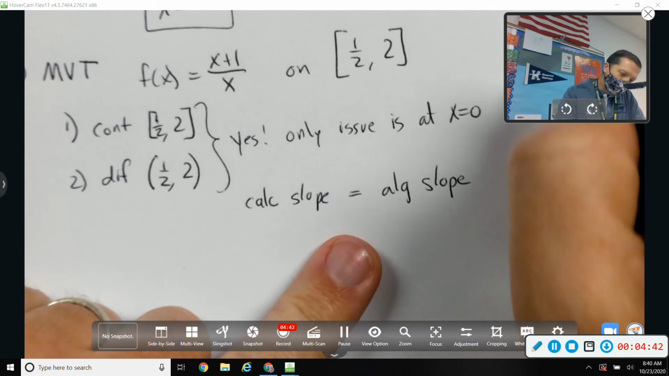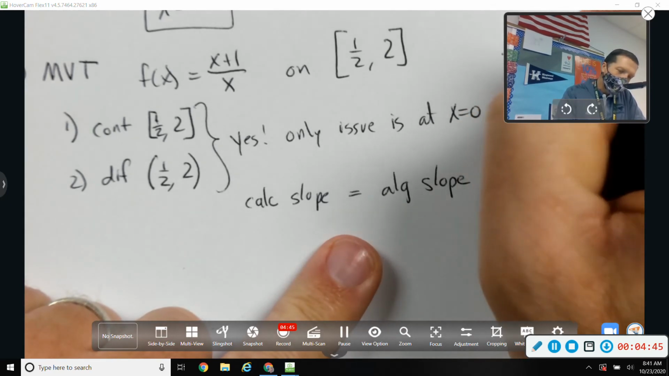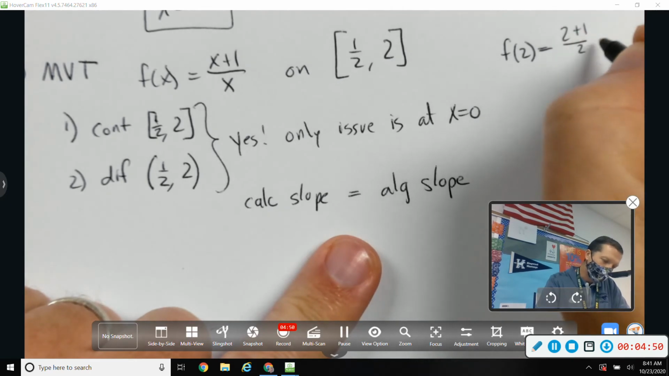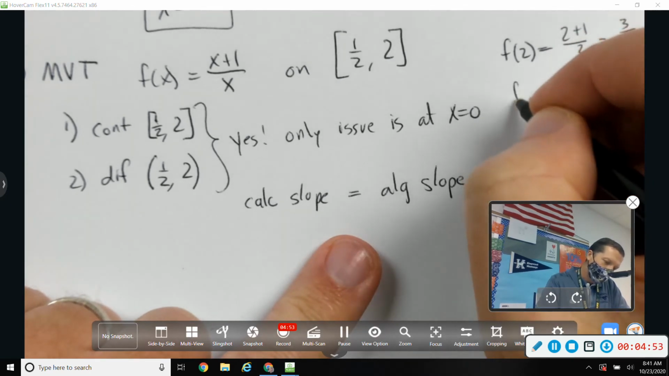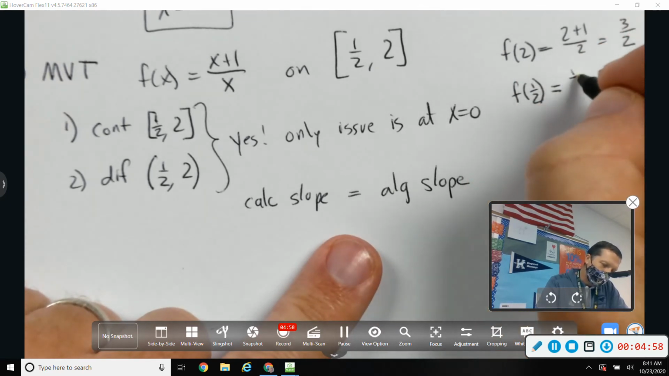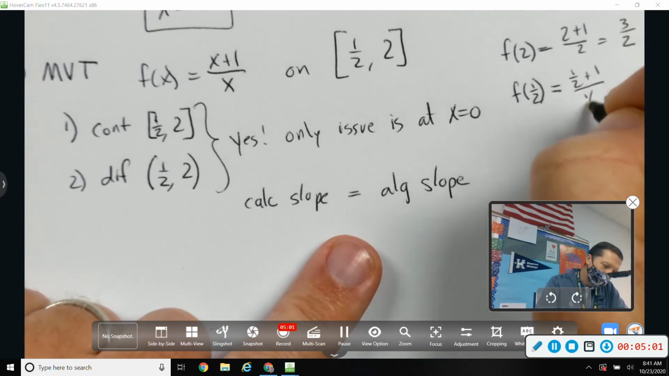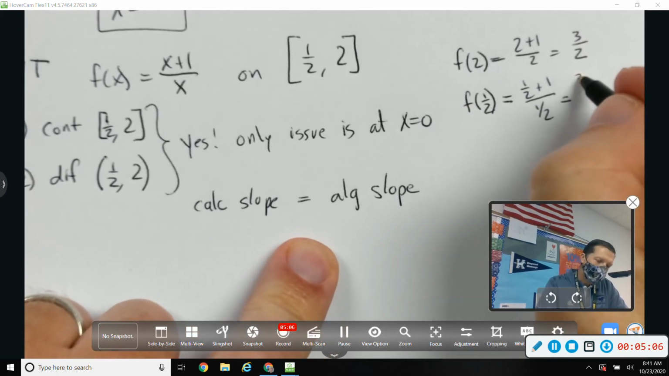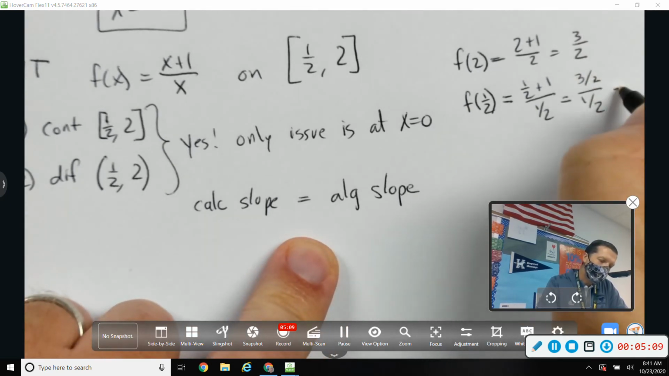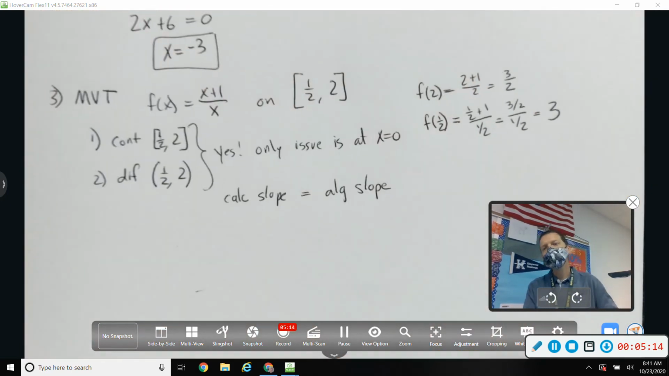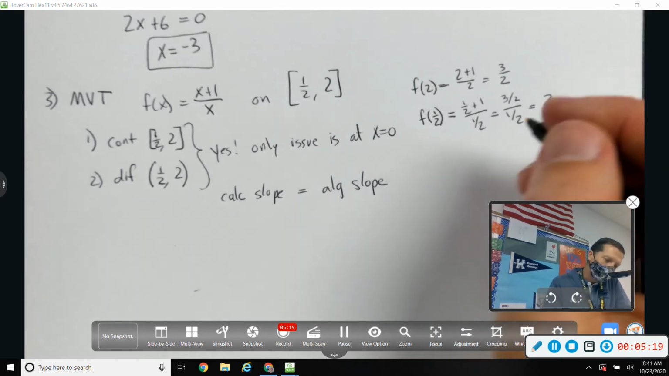So I guess we could do algebra first. f of 2. 2 plus 1 over 2 would be 3/2. We're going to get to do fractions today. f of 1/2 would be 1/2 plus 1 over 1/2. So that would be 3/2 over 1/2. Hopefully your fraction sense is good enough that it doesn't take you forever to do a little bit of algebra with fractions, but if it does, that's your time you're burning there.